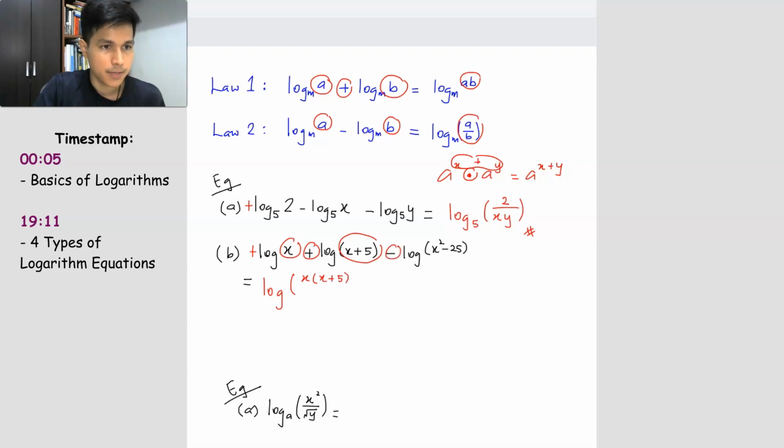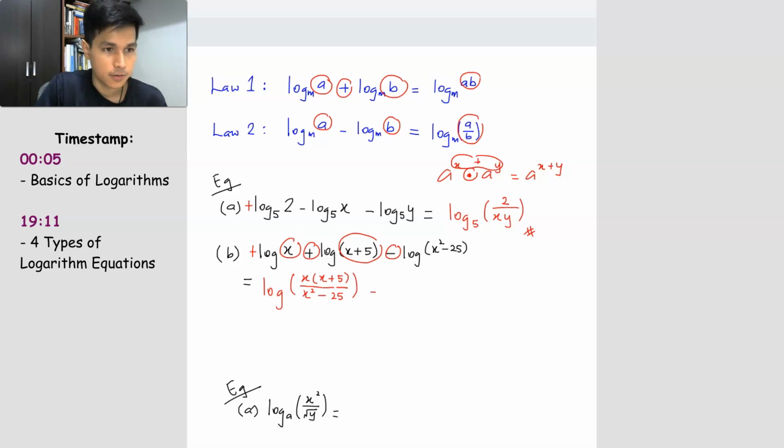And then this one is minus, right? So this minus will be at the bottom. Minus 25. Okay, so is this the final answer? No, because you can still simplify this.